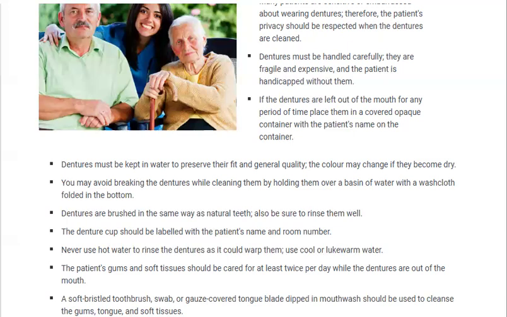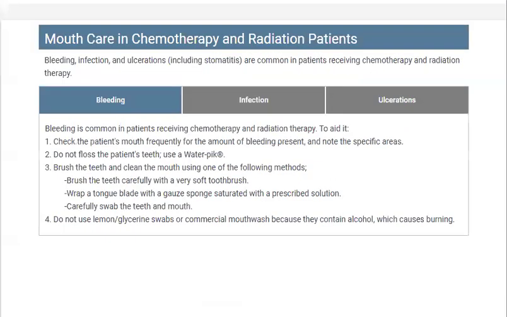Mouth care in chemotherapy and radiation patients. Bleeding, infection, and ulcerations, including stomatitis, are common in patients receiving chemotherapy and radiation therapy. Bleeding. Bleeding is common in patients receiving chemotherapy and radiation therapy. To aid it: 1. Check the patient's mouth frequently for the amount of bleeding present and note the specific areas.